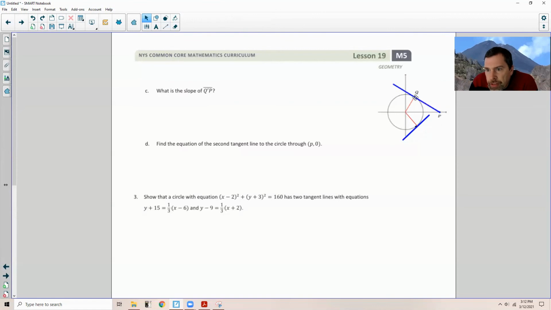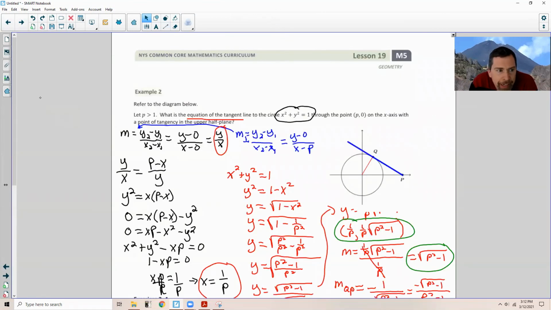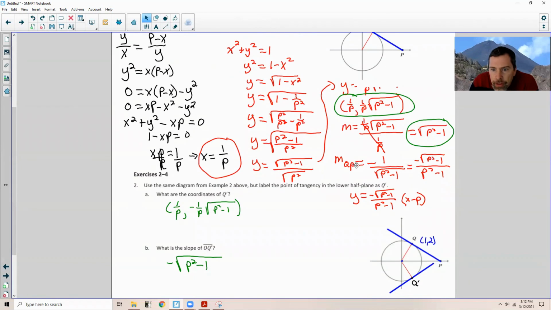Okay, so what was the slope of QP? If we go back and look, the slope of QP is negative 1 over this, or in other words, negative square root of p squared minus 1 over p squared minus 1.